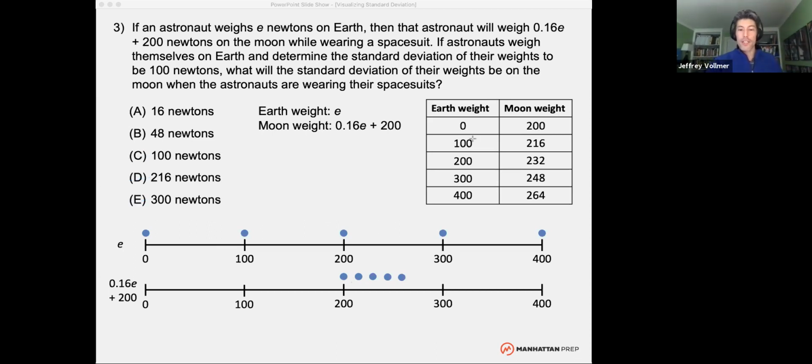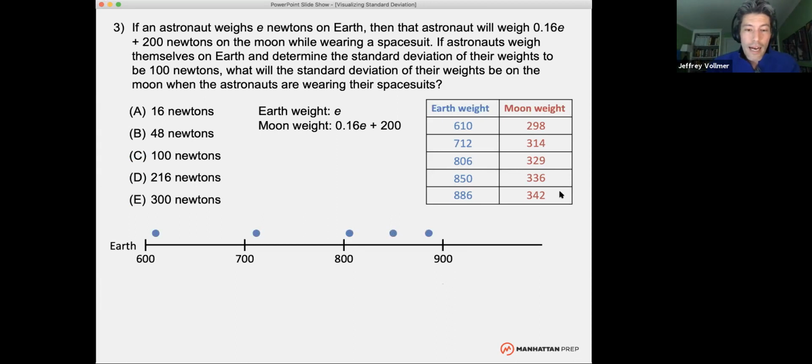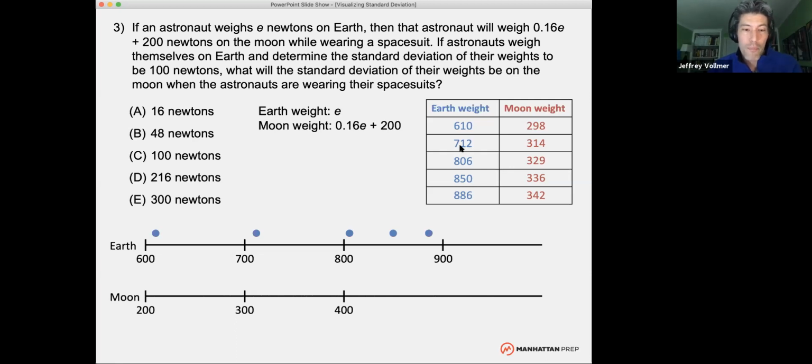I chose a really convenient data set of every multiple of 100 from 0 to 400. But even if I replace these with more typical weights of astronauts, you're just going to have to trust me that I put in the values and plug them into this equation, and this is what it spit out. On Earth, we've got this distribution of weights. And on the moon, what happens when we put them through this function is they all just compress, right?